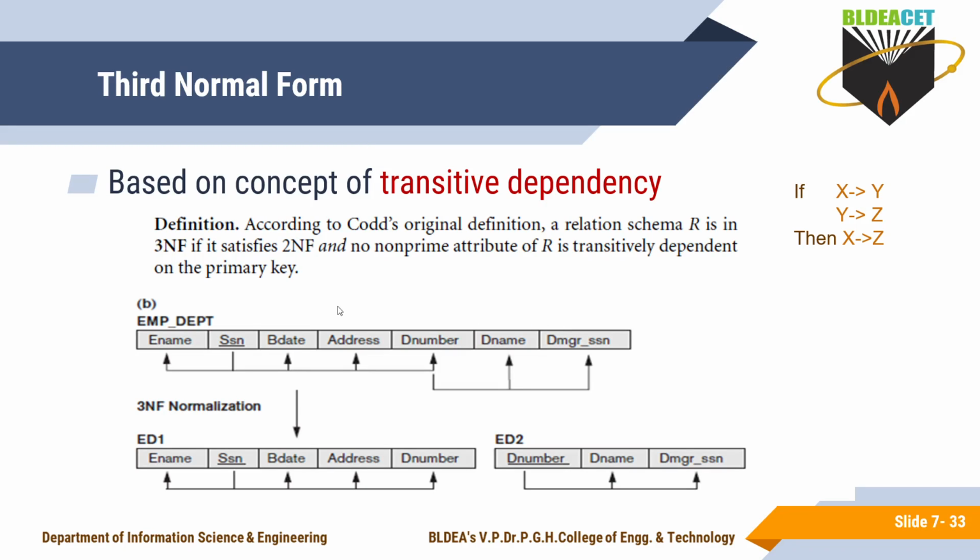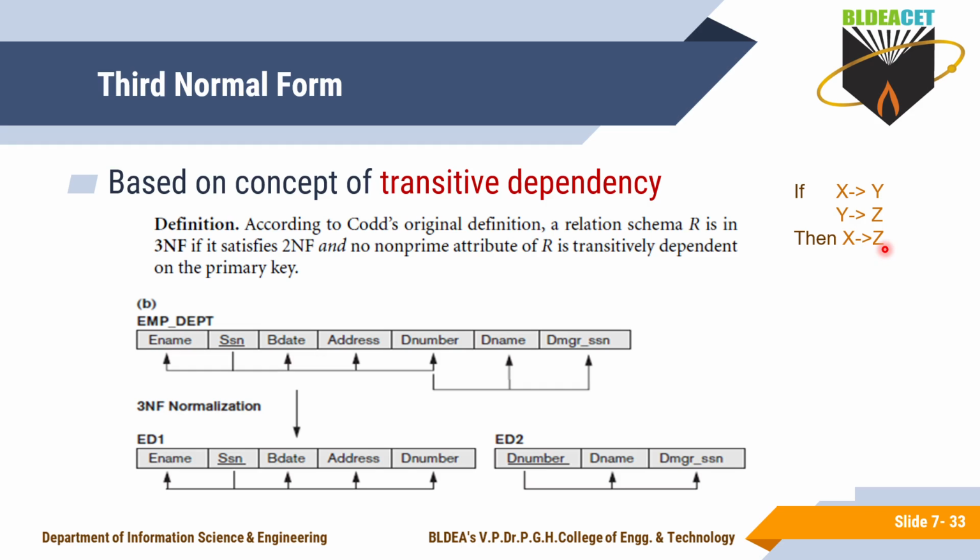So at present, you know first normal form and second normal form. Let's see about third normal form. Third normal form is based on the concept of transitive dependency. Transitive dependency means, for example, if X determines Y and Y determines Z, then X determines Z here.